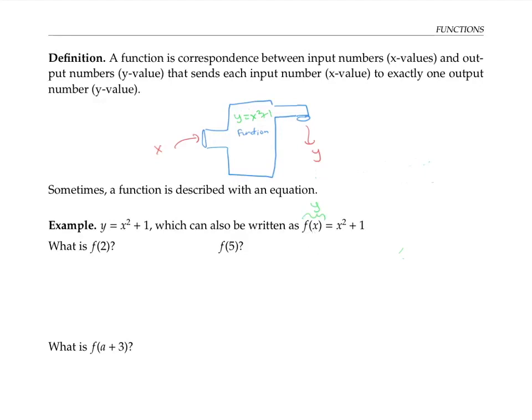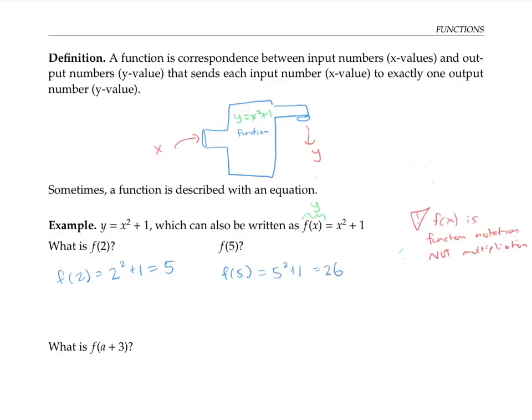Instead, we're going to be putting in a value for x as input and getting out a value of f of x or y. For example, if we want to evaluate f of 2, we're plugging in 2 as input for x, either in this equation or in that equation. Since f of 2 means 2 squared plus 1, f of 2 is going to equal 5. Similarly, f of 5 means I plug in 5 for x. That's going to be 5 squared plus 1, or 26.